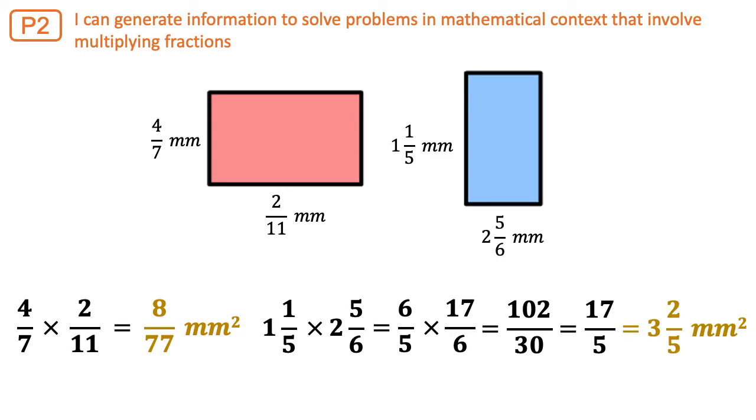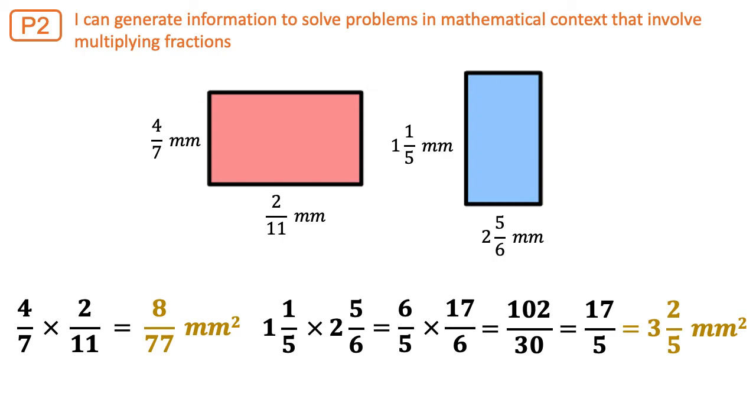We can change this into a mixed fraction by dividing 17 by 5 to get the wholes and the remainders. 5 goes into 17 3 times with a remainder of 2. Therefore, the final answer is 3 and 2 out of 5 millimeters squared.